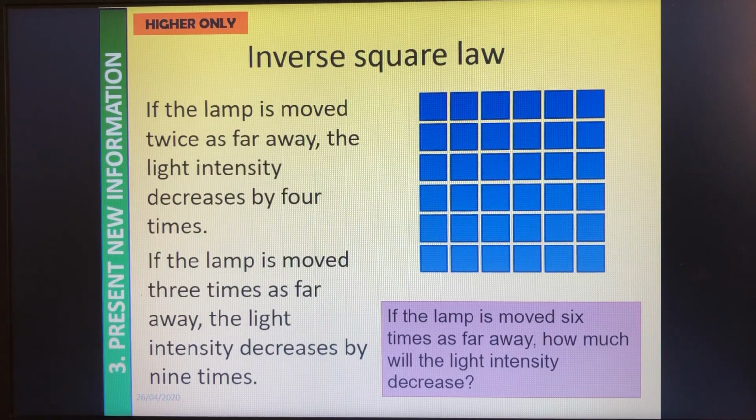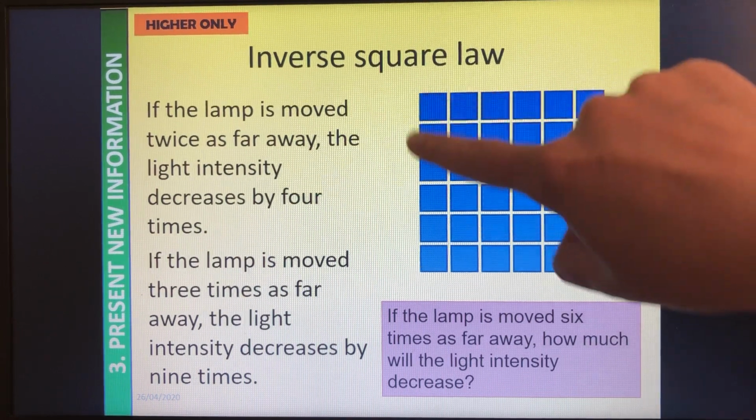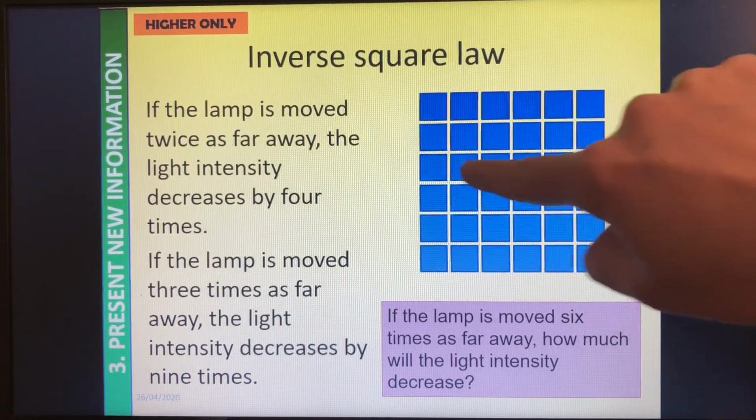Okay, second to last slide. This is called the inverse square law, and basically it's saying, if I move a lamp twice the distance away, if I square 2, that's 4, so the light intensity is 4 times less bright. The reason this grid is here is to help with our times tables, our squaring of numbers. If I move the lamp 3 times the distance away, the brightness is 9 times less, because 3 times 3 is 9.